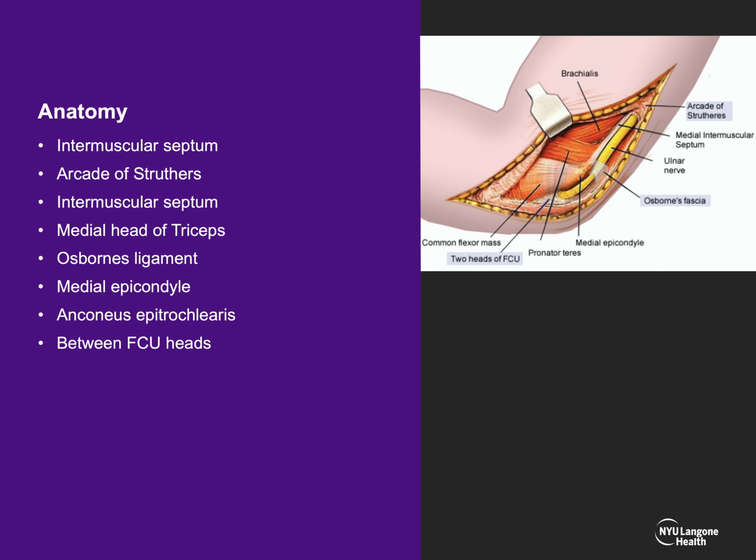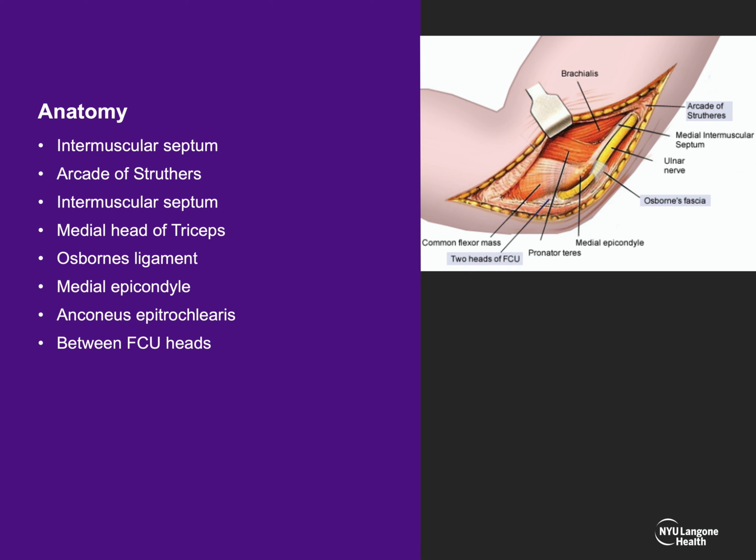So the intermuscular septum, one, can be a point of constriction. Arcade of Struthers is basically that fascial area where it's diving through the intermuscular septum. So that's another point. I listed intermuscular septum again because now the intermuscular septum can still be a point of constriction, but now it's just on the other side of the nerve. Then it's the medial head of the triceps, especially with guys and women that have a very well-developed medial head of the triceps. That can be pushing the nerve into the intermuscular septum. Osborne's ligament is a ligament that's over the ulnar nerve at the level of the medial epicondyle. The medial epicondyle itself can be a point of constriction.